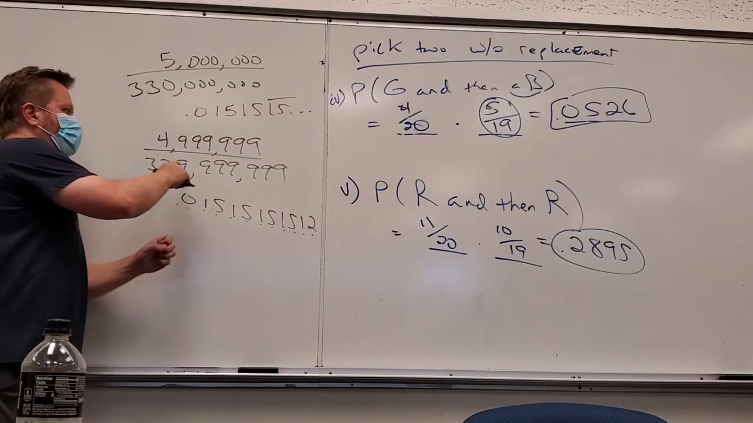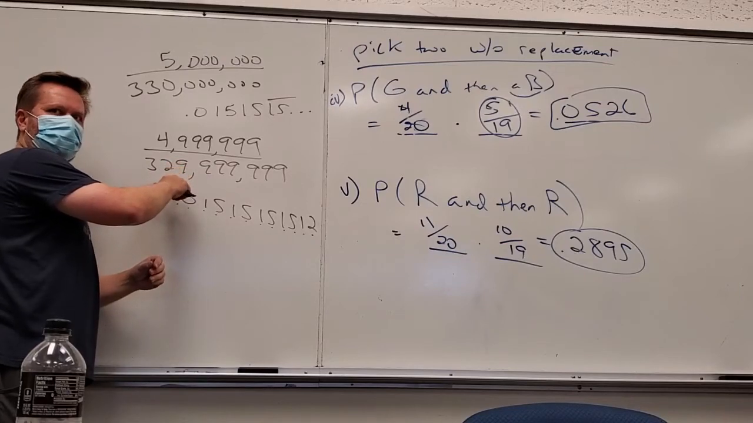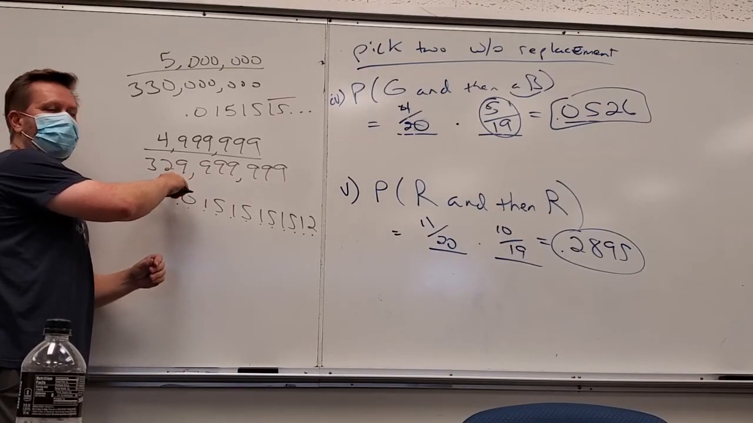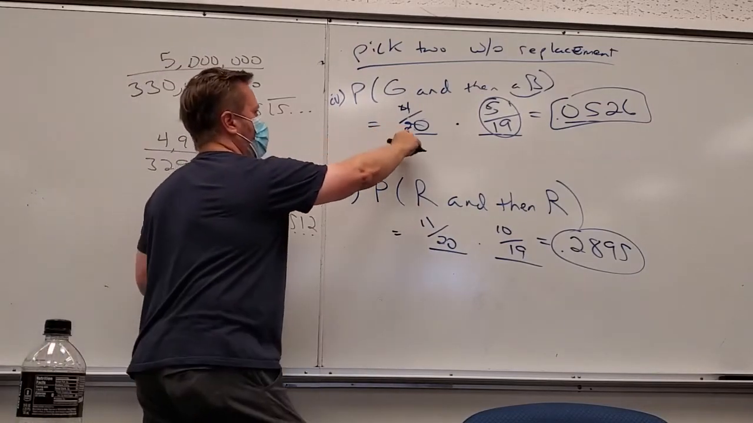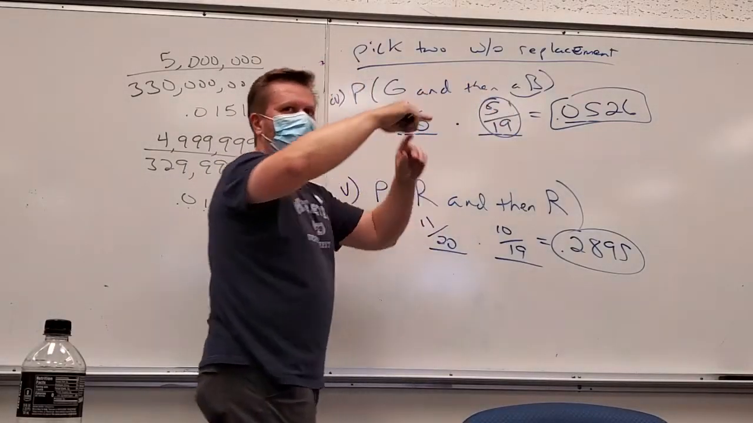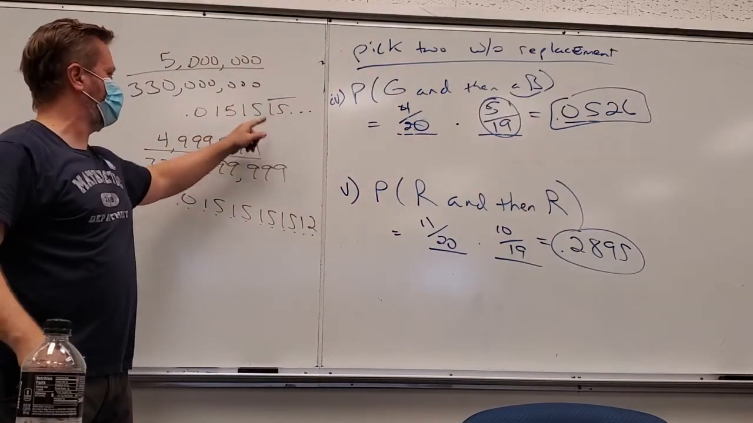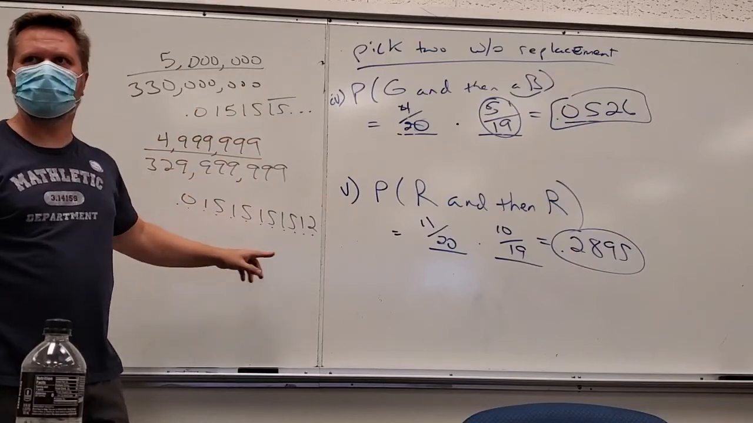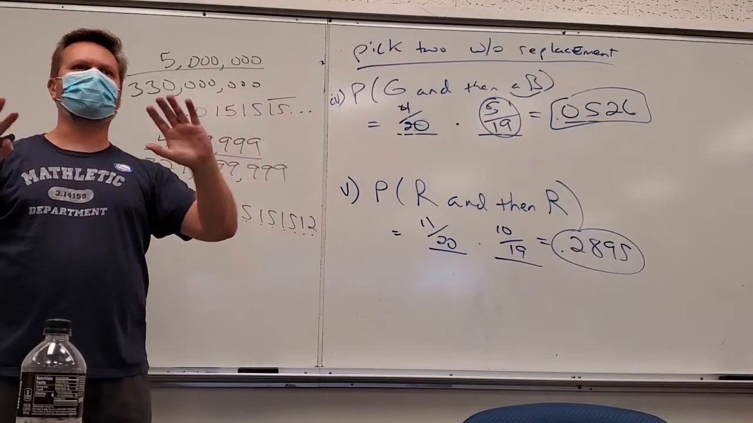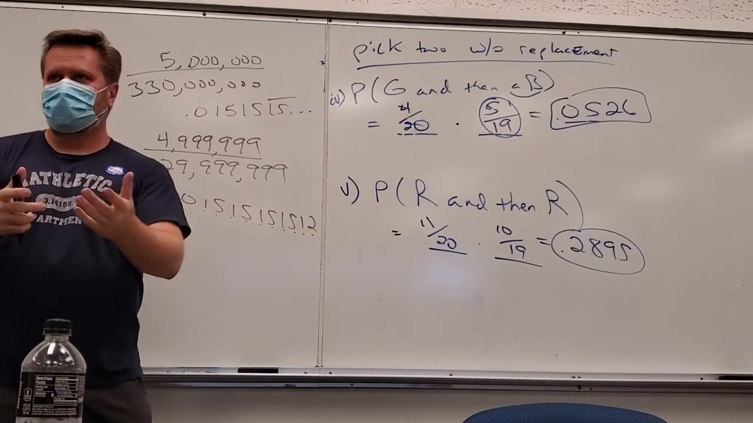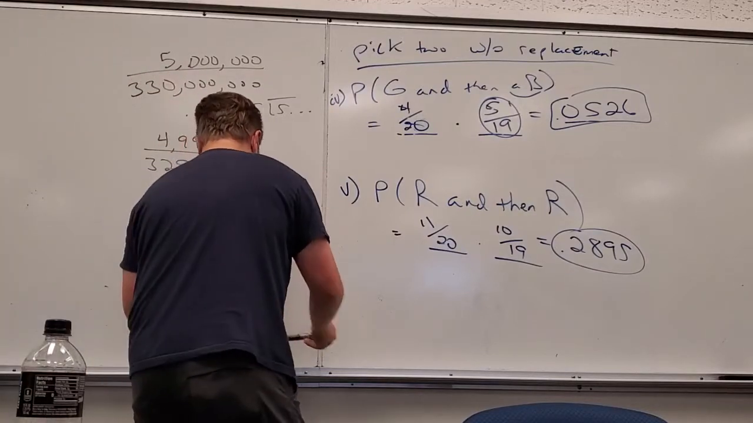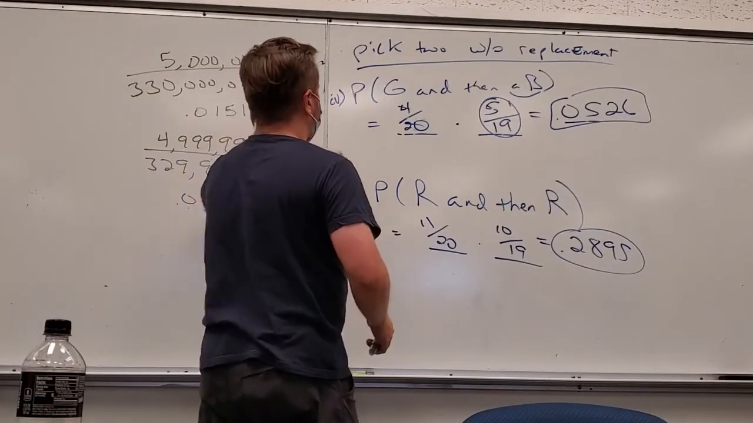So what's the point of all this? If I have a large population, I do not have to write them as fractions and keep reducing as I go because it doesn't really change things much. Not enough to worry about. So what does that mean? Give me an example, Jeff.